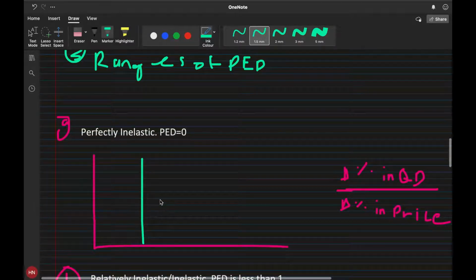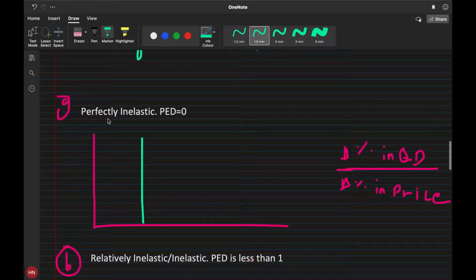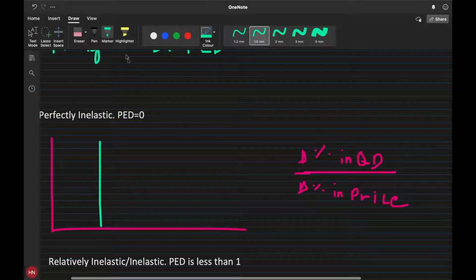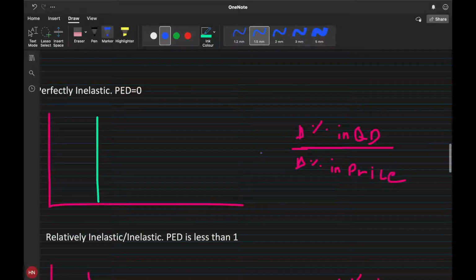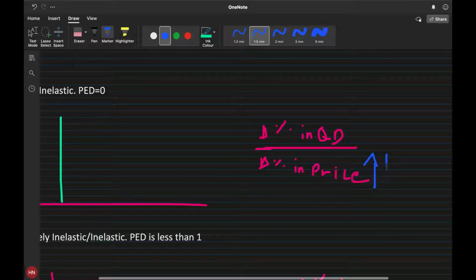So the first range that we have is perfectly inelastic. So over here the value of PED is equal to 0. And what does that mean in terms of the formula? So let's have a look. This basically means that since the value of PED is 0, even if the price goes up, or let's say even if it goes down, there is no change in QD.